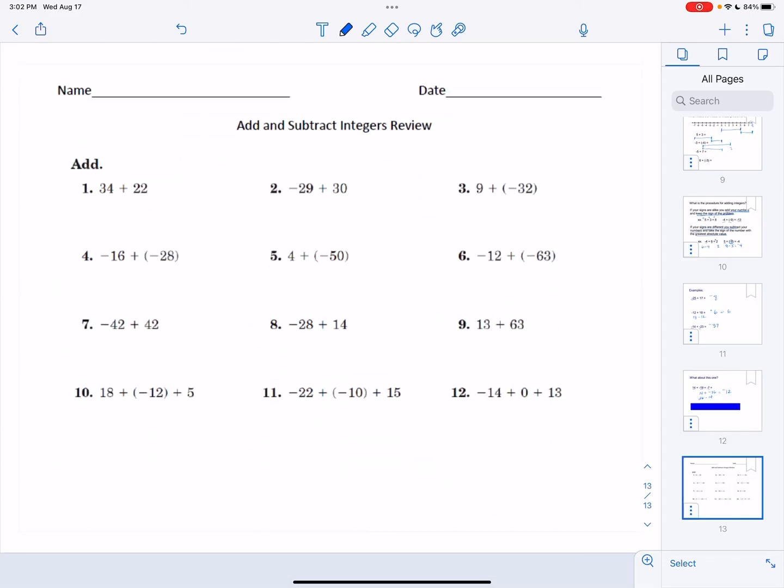Now, what I'd like for you to do for your assignment is just a simple little thing right here. Now, we're only doing the addition portion, so it says add and subtract integers review. We'll do the subtraction part tomorrow. So without using a calculator, I would like for you to answer each of these questions.